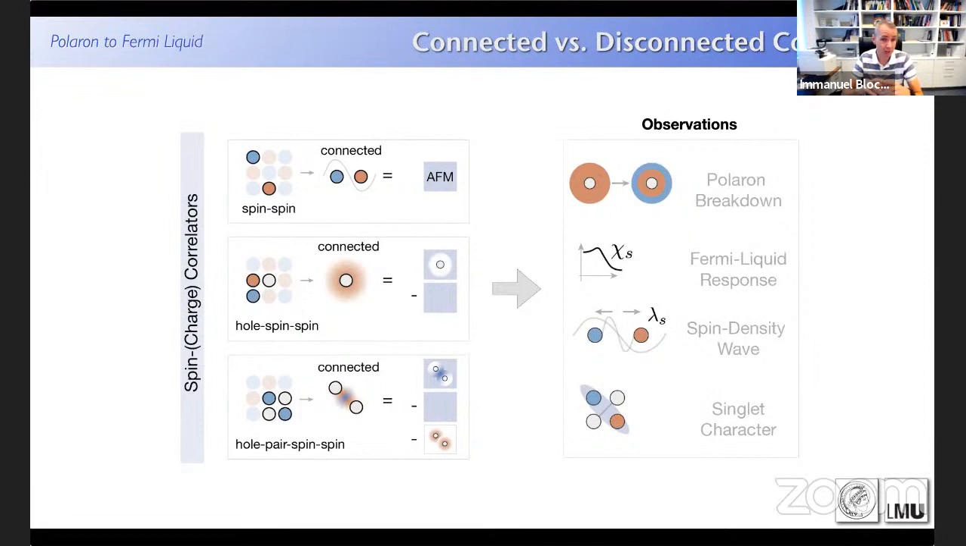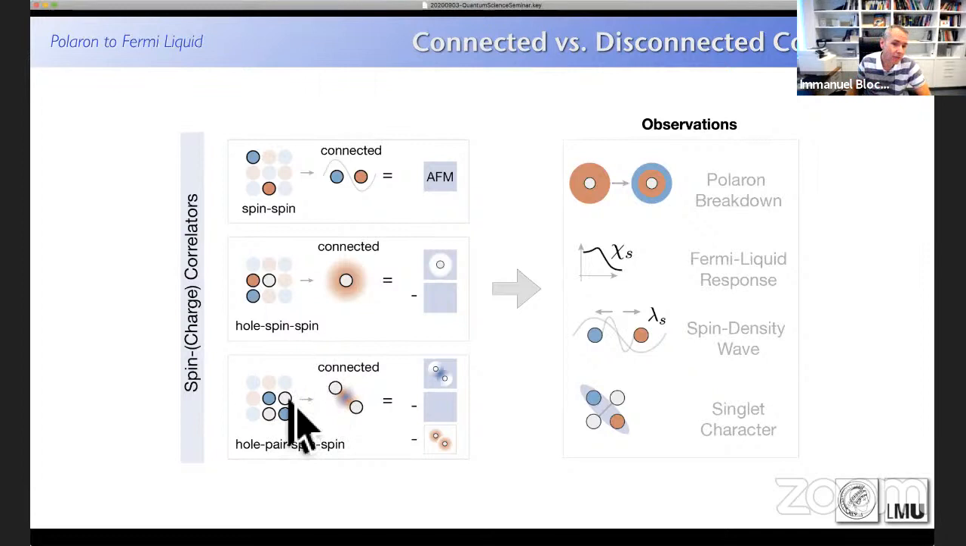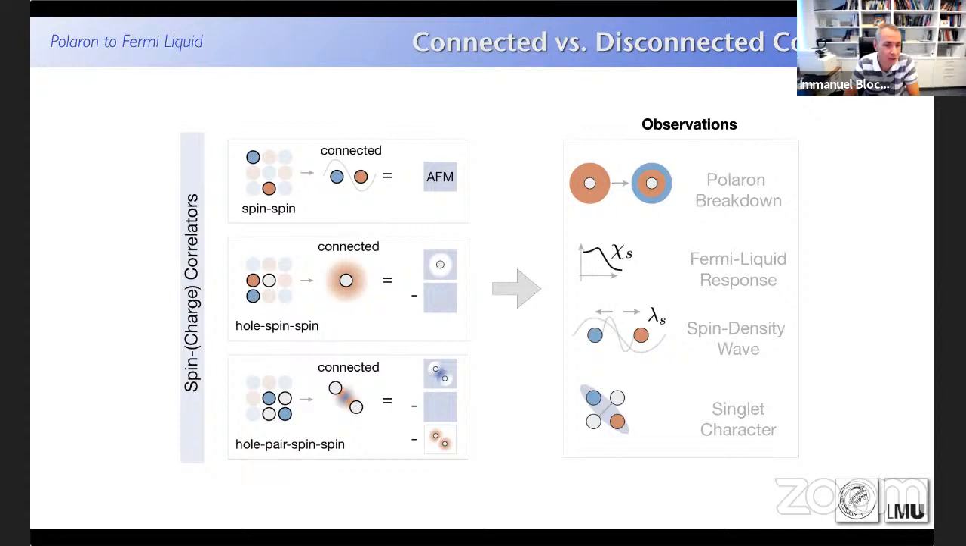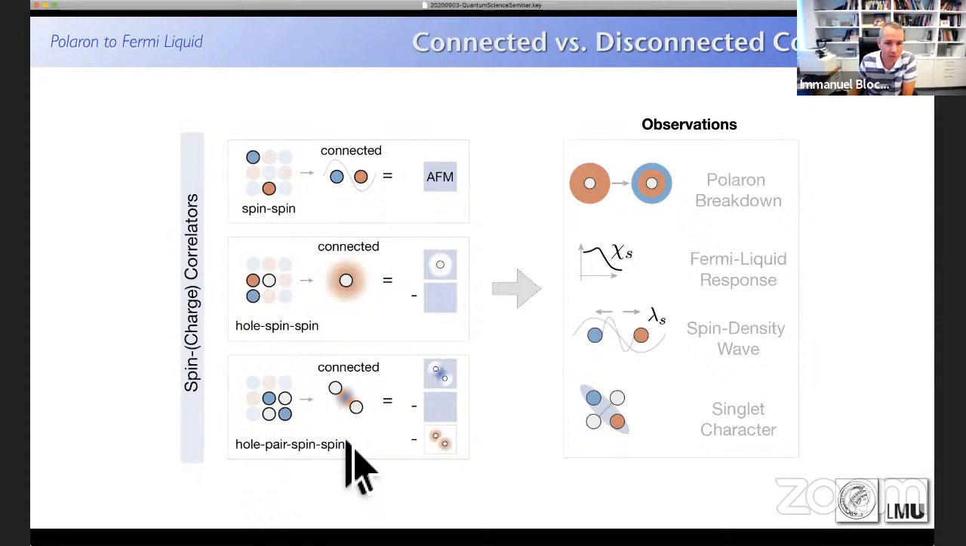And we also want to see whether we can observe effects of binding between two holes, which might be precursor effects to superconductivity, Cooper pairs forming in this Fermi-Hubbard model. That's why we're interested in knowing what two holes that come close to each other actually do to the spin background. So this is a two-point correlator, spin-spin. That's a three-point correlator, spin-spin conditioned on a hole.